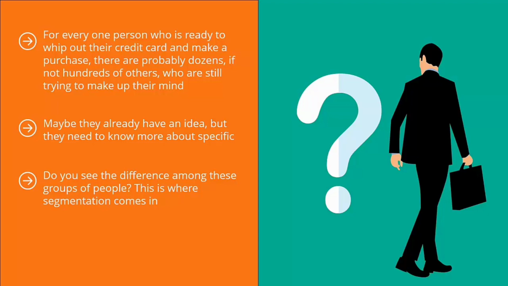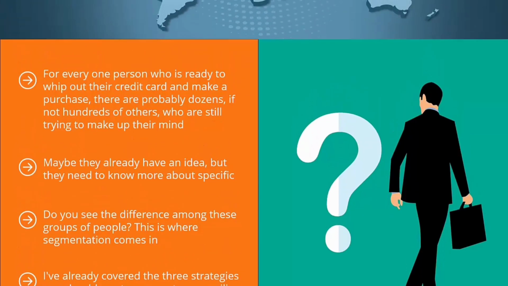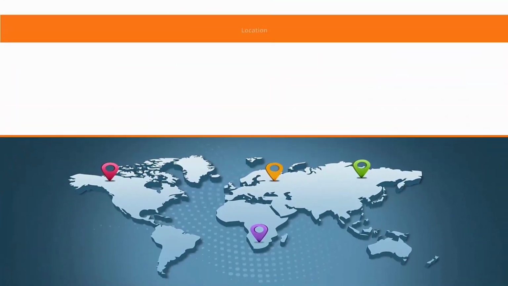This is where segmentation comes in. You need to set up a process where the people can be sent messages that will push them closer to the point of conversion. I've already covered the 3 strategies you should use to segment your mailing list. The following segmentation strategies are more detailed. Implement them after you've done the 3 main strategies listed above. You can segment your list members' emails using the following criteria.